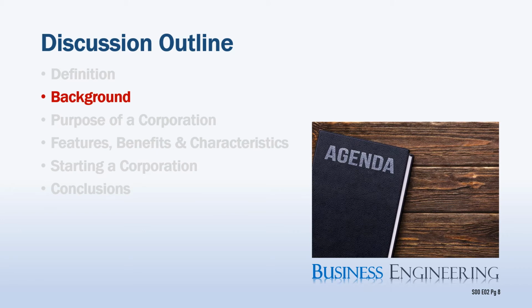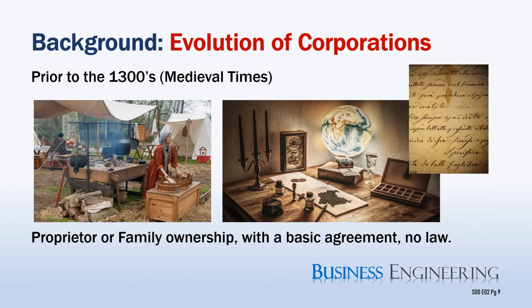Let's consider the background and evolution of corporations. In medieval times, businesses were typically owned by a proprietor or families, and sometimes partners. To structure and clarify partnerships, verbal agreements, and even formal written agreements were known to be constructed to define the partnership, roles, shares, and the liabilities of each partner. Unfortunately, there was no law or standard to govern this practice.